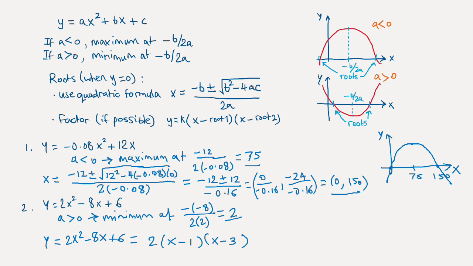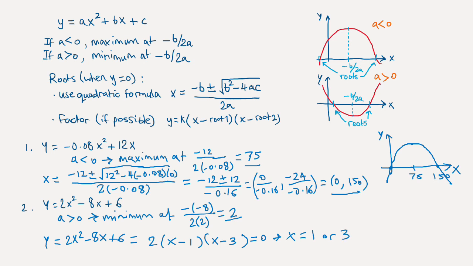Just check. We're going to have minus 1x minus 3x, which is minus 4x, times the 2, so we'll have minus 8x. And then for the constant, we've got minus 1 times minus 3, so plus 3 times 2 comes to plus 6. And then the x squared term is just 2x squared. So that works. That means if we set that equal to 0, then x either equals 1 or 3.